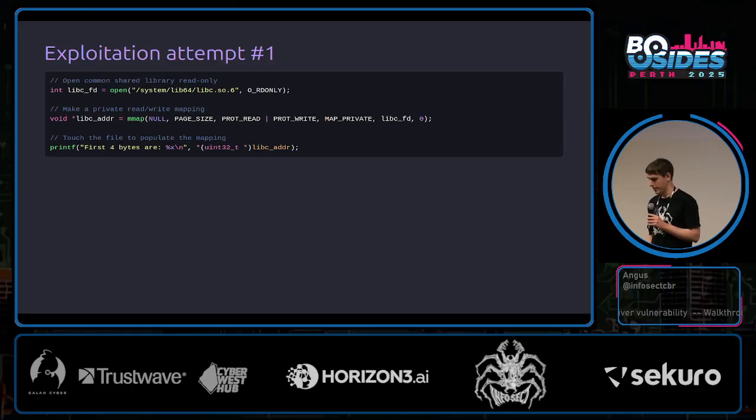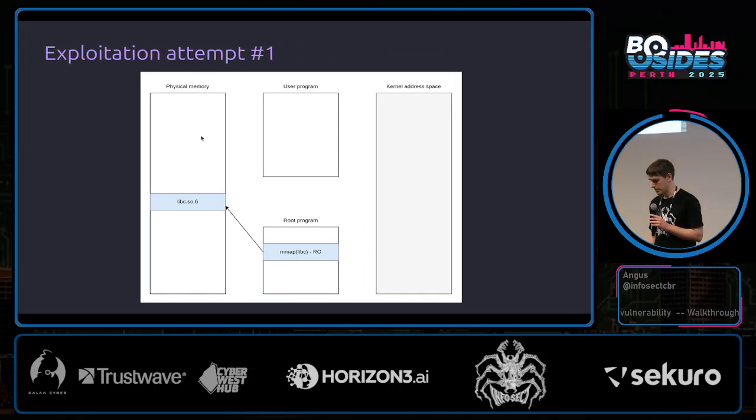So first of all, we're going to open the file. We're going to mmap it, which is going to set up a shared copy-on-write mapping. So here we can see, say we had a root program that already had a mapping of this file. When we mmap it, it's going to set up a region in our user's virtual address space. And then when we touch it for the first time, it's going to set up a copy-on-write shared mapping. You'll see here that the user program has a read-only mapping for now because it's copy-on-write shared.